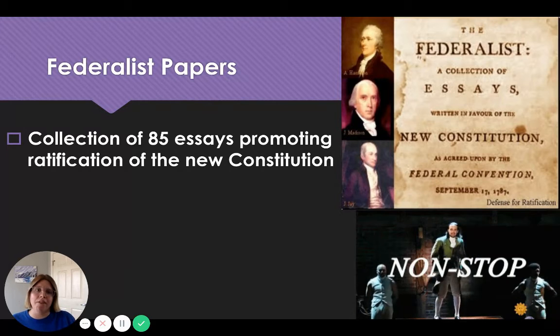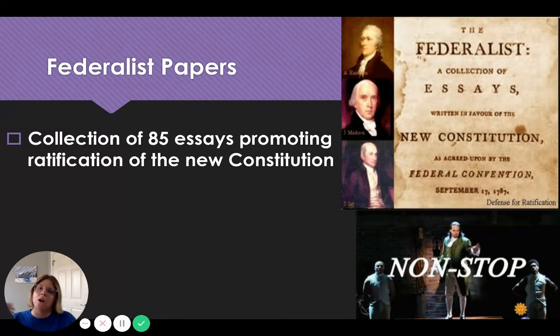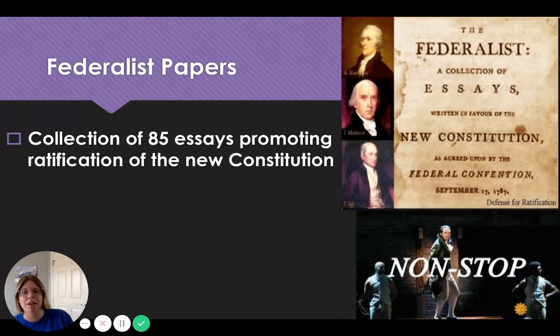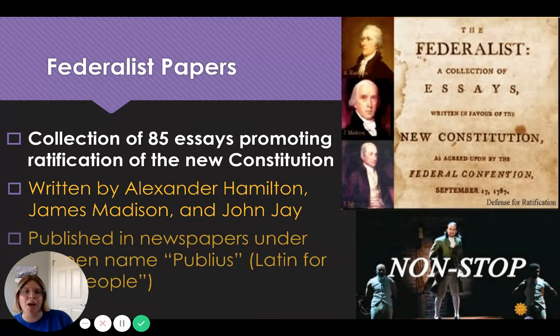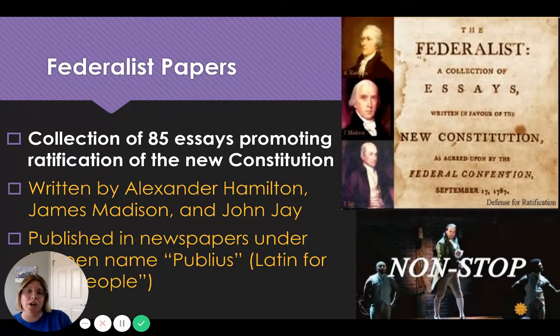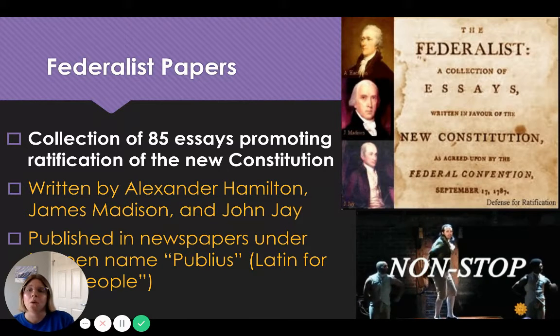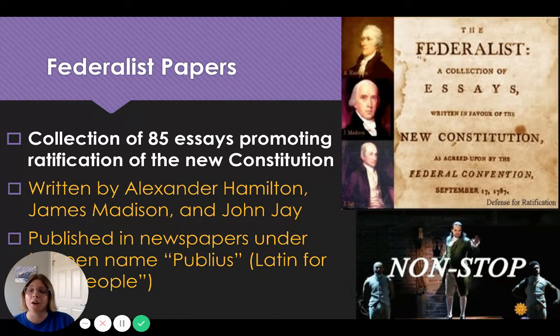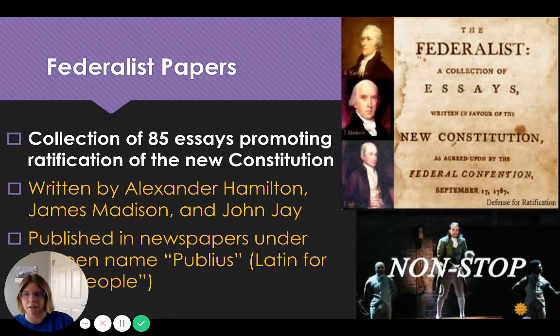There were 85 of them that went through all the pieces of the Constitution and why people shouldn't fear it, why it's actually going to be a better system of government than what they were living under at the time. They were written by three people, Alexander Hamilton, James Madison, and John Jay. They actually published them under pseudonyms, pen names, where they didn't reveal their identity. Only later on did we learn who wrote them and what their arguments and understanding were.